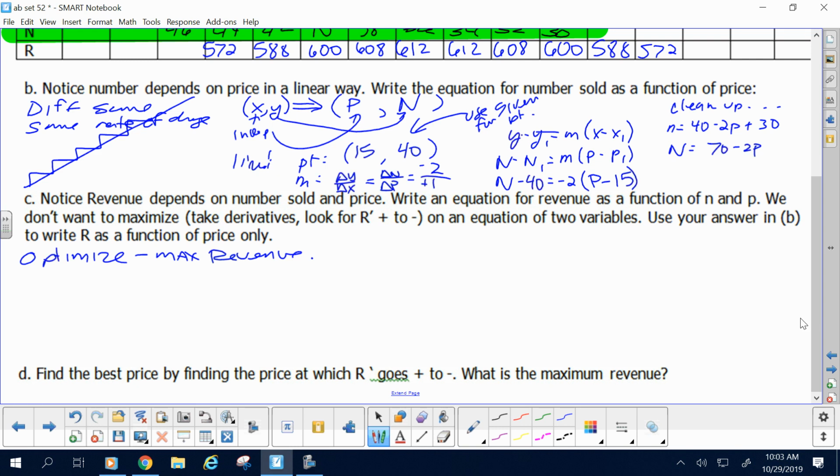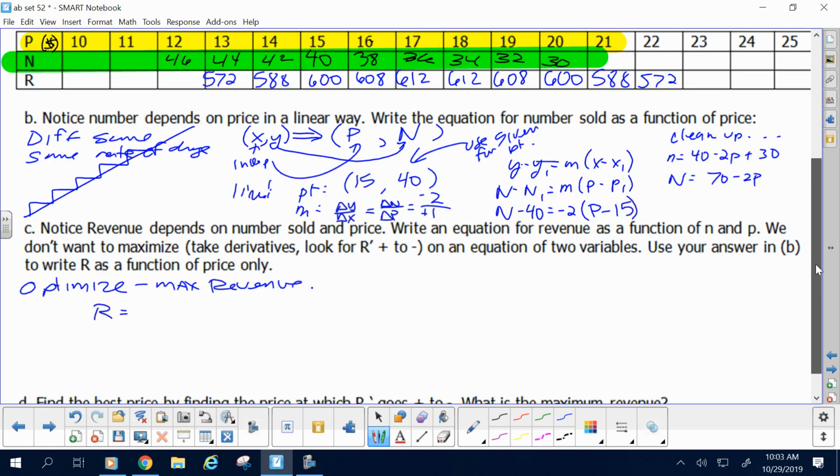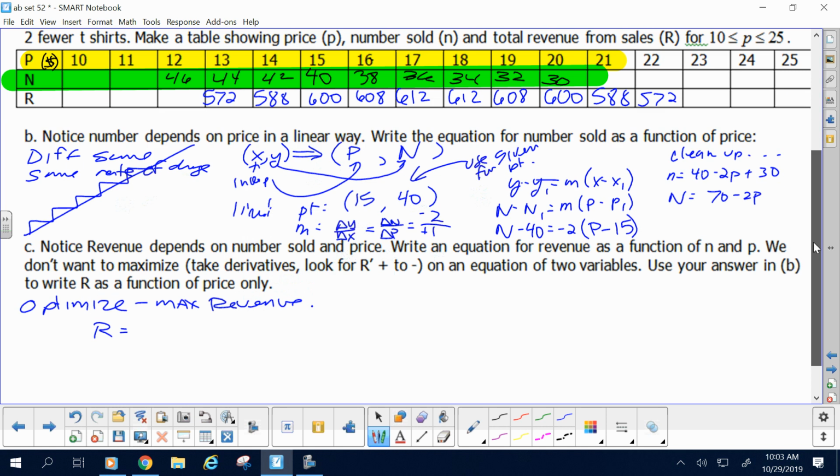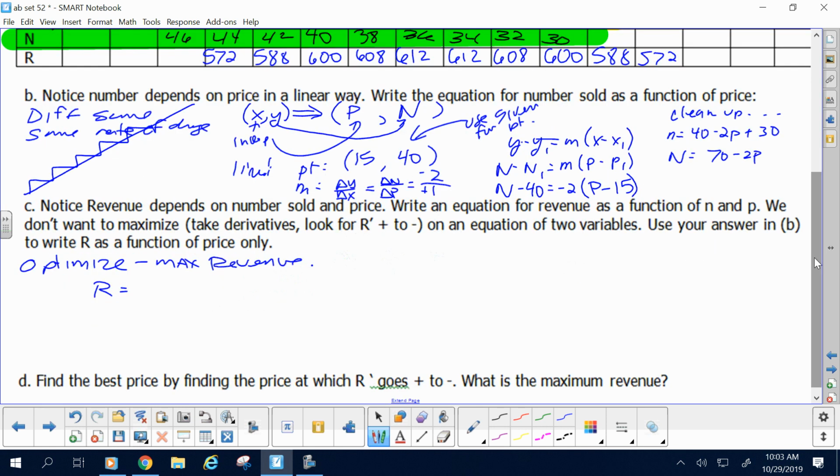Now, that's usually the first thing you do in an optimization problem: say, what do you want to do? Trying to maximize revenue. When we found the revenue row, which was the third row in our table, what did you do to get that 600? Multiplied. You multiplied it. So revenue is what times what? Formula N times P. N times P. Okay?